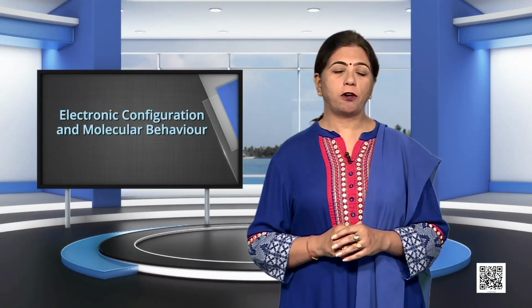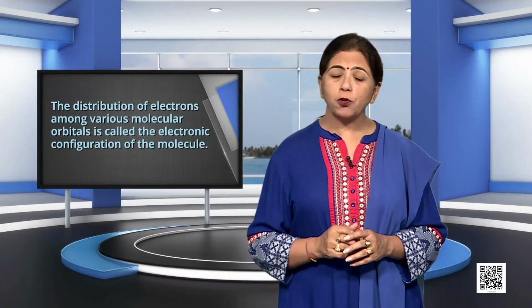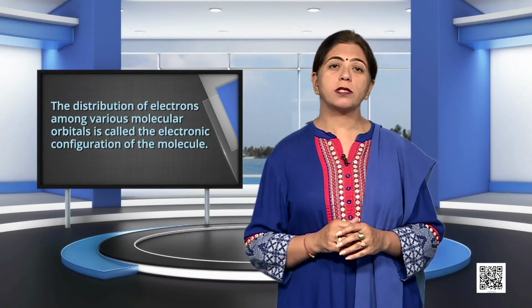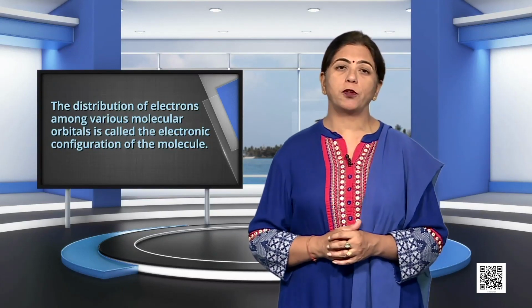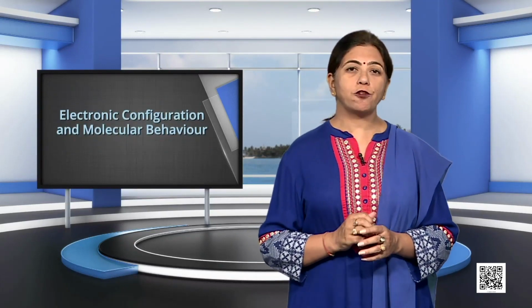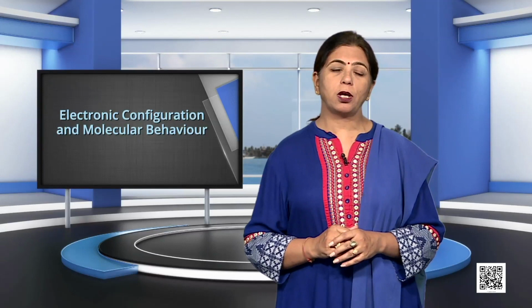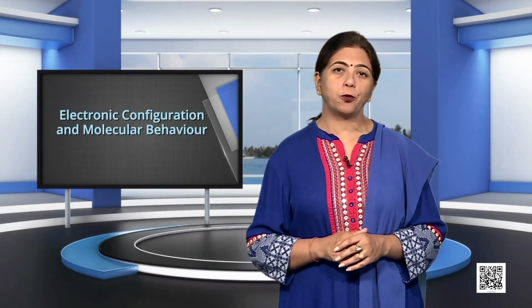Now, a very important topic is the electronic configuration and the molecular behavior. The distribution of electrons among various molecular orbitals is called the electronic configuration of the molecule. From the electronic configuration of the molecule, it is possible to get important information about the molecule as discussed below.